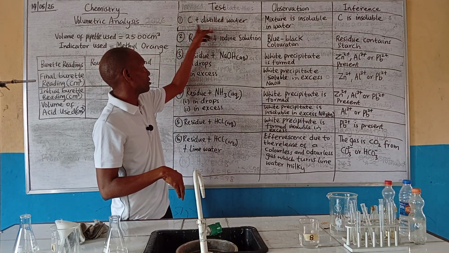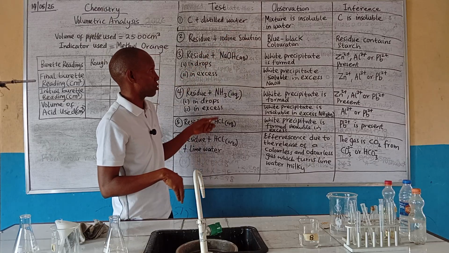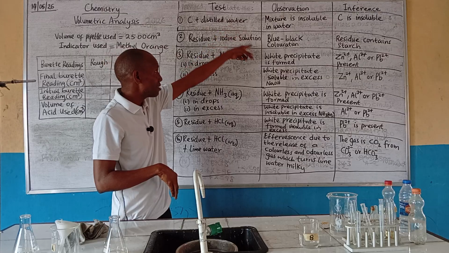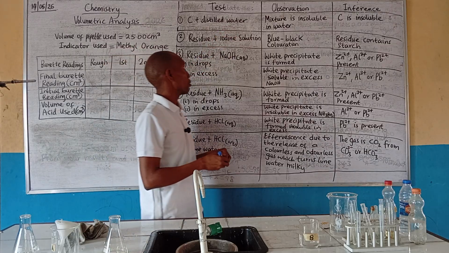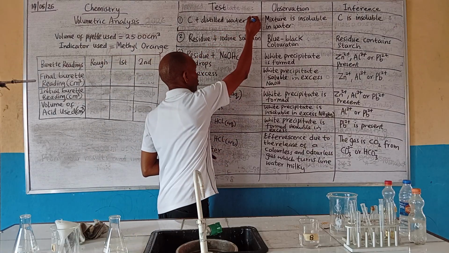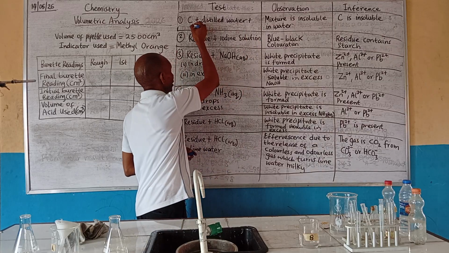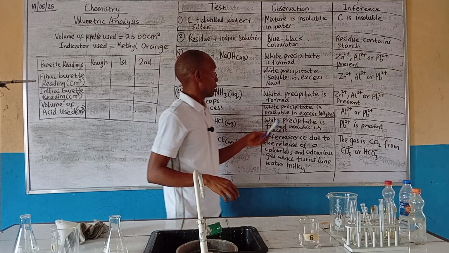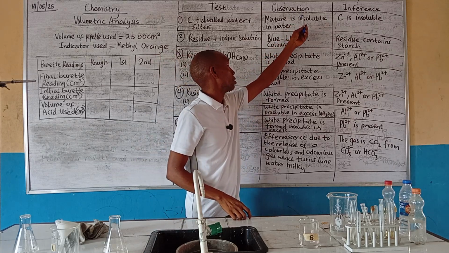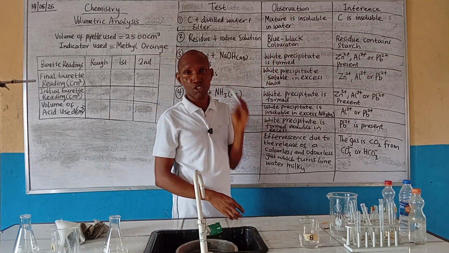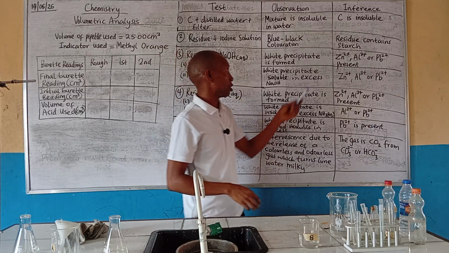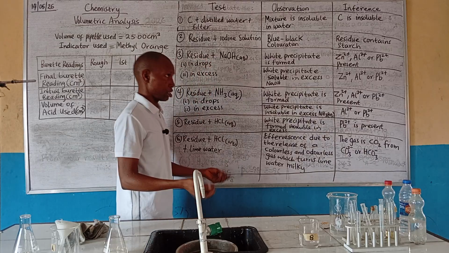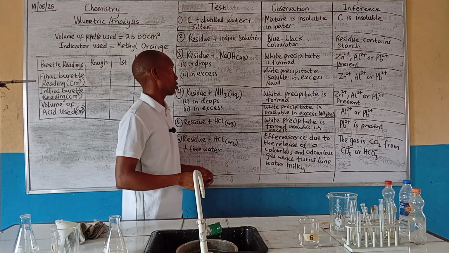Now, if you are told to add distilled water, the first question you are likely going to be asked is for you to add distilled water and then filter. You add distilled water and filter. This will be your observation: the mixture is insoluble in water, and your inference then will be C is insoluble, or you say C is an insoluble mixture.